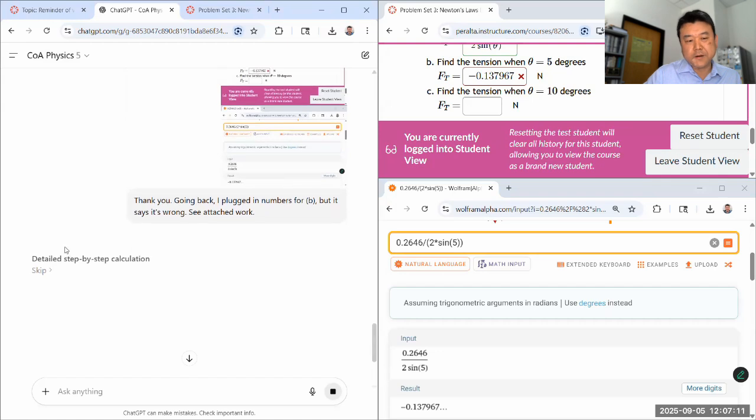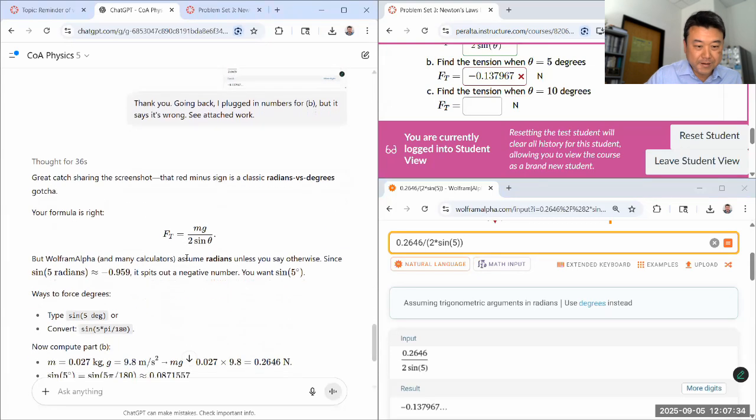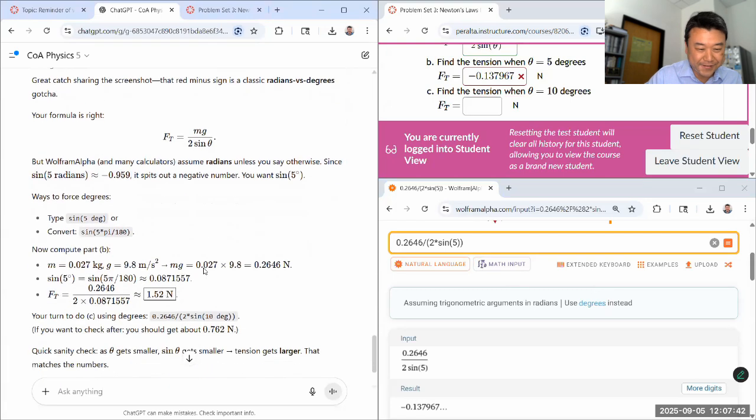So the ideal response here would be ChatGPT noticing that I'm doing it in radians, and that's really the one mistake to fix. Also, something about the negative answer not making sense. Yeah, it's because your angle is not an acute angle. Wow, that's a good catch. Yeah, the formula is right. Also, yeah, many calculators assume radians. Actually, Wolfram Alpha did it correctly. I clicked on a thing that made it give me a wrong answer.